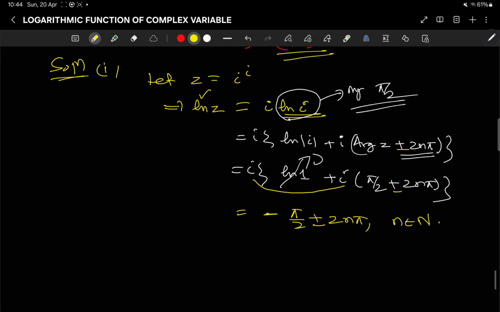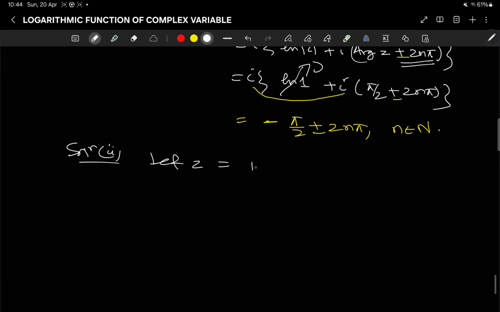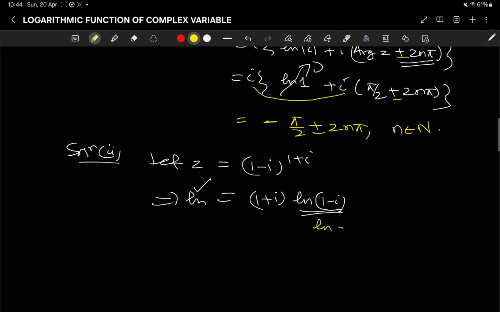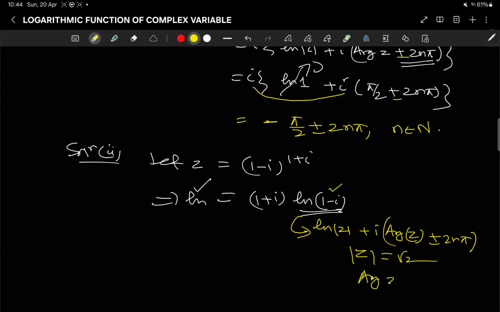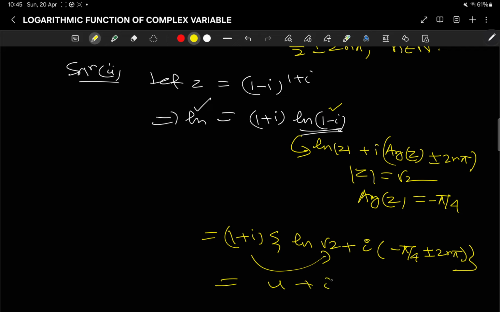Then coming to (1 plus i) to the power (1 minus i), solution 2i, let z equal (1 minus i) to the power (1 plus i). So in the same line you can continue. Here the general value we need, so this is (1 plus i) ln (1 minus i), we apply the formula here. The formula is ln of the modulus of z plus i arg z, plus or minus 2nπ. What is your modulus of z? It is root 2, and 1 minus i is in the fourth quadrant, so the argument of z is minus π by 4. So it is (1 plus i) whole into ln root 2 plus i times minus π by 4 plus or minus 2nπ, right. Now I just multiply it and simplify it to the form u plus iv.